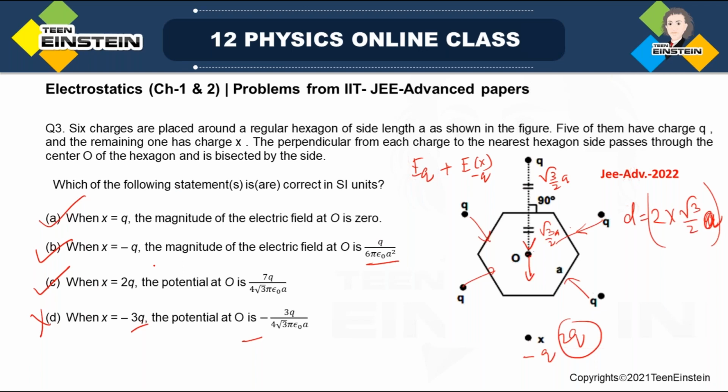So this is how we can solve this problem. We'll stop here for today. We have solved 3 problems from this electrostatics chapter, and these are from JEE Advanced Paper 2022 Part 1. Next I will take up a few more problems, and then we'll go to the next chapter, the third chapter. Thank you for your patience. Bye for today.